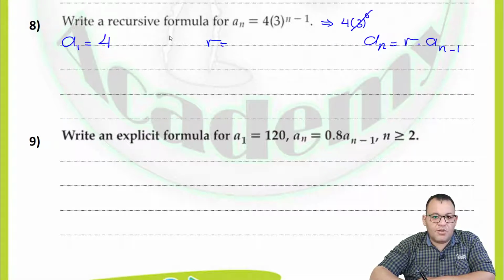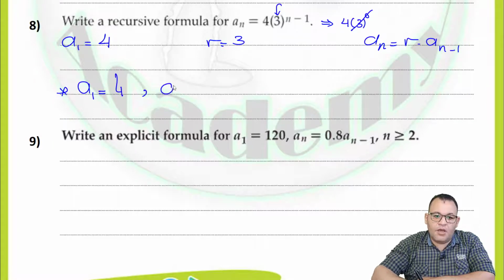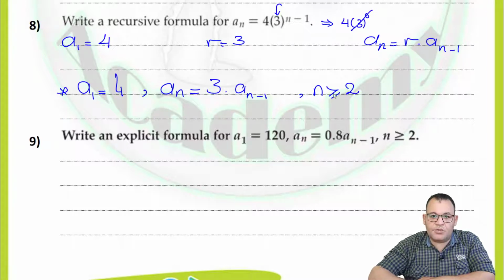Now we need to find the common ratio. The common ratio is the base. The base now is equal to 3. So we can write the recursive formula. At first, I need to find the value of a1, which equals 4. Then after that, write the formula: an equals 3 multiplied by an minus 1. After that, write the domain. So n is always greater than or equal to 2.